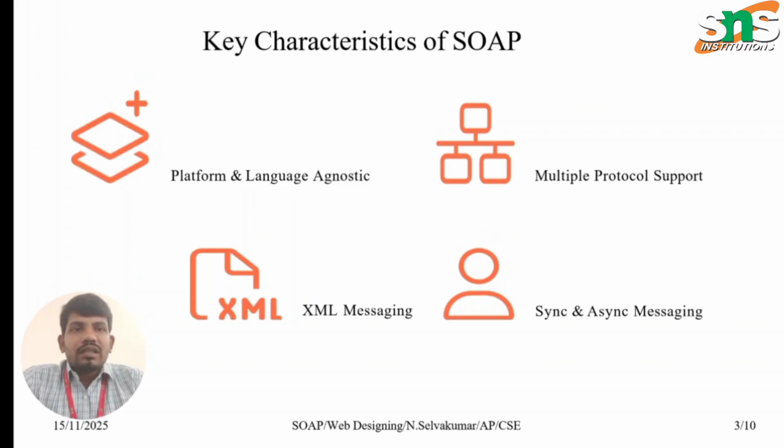These are the basic key characteristics of Simple Object Access Protocol. The first one is platform and language agnostic, then multiple protocol support, XML messaging, and synchronous and asynchronous messaging. Platform and language independent means it can be used regardless of the underlying system or programming language. Multiple protocol support means it works with various protocols like Hypertext Transfer Protocol, Simple Mail Transfer Protocol and Transmission Control Protocol.